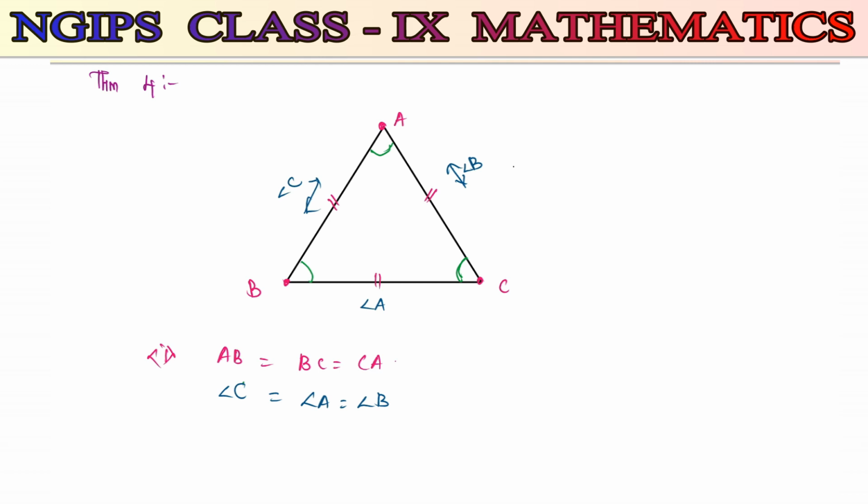Conversely, if all the angles of a triangle are equal, the second condition, if all the angles are equal, angle A is equal to angle B is equal to angle C, then the corresponding opposite sides are also equal. For angle A, the side is BC, equal to, for angle B, the side AC. For angle C, the opposite side is AB.